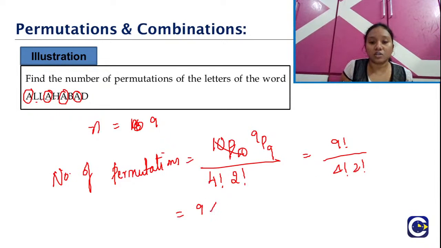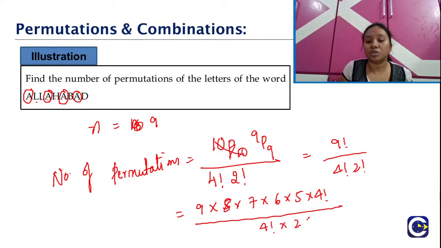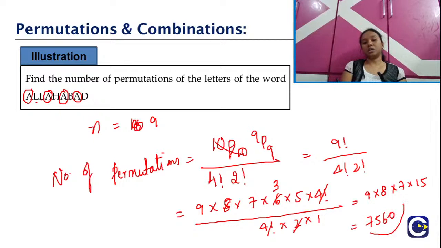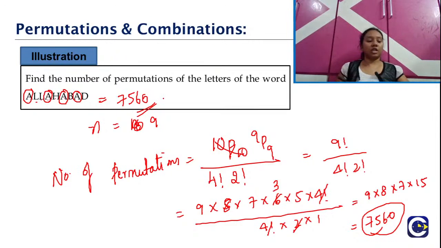So let's expand it. So 9 into 8 into 7 into 6 into 5 into 4 factorial divided by 4 factorial into 2 into 1. So this 2 will get cancelled, and here 2 with 6 gives 3, and we'll be remaining with 9 into 8 into 7 into 15, that is 5 into 3. Right. So the answer will be 9 into 8 into 7 into 15, which is equal to 7,560. So here the total number of permutations of the letters of the word Allahabad will be equal to 7,560.